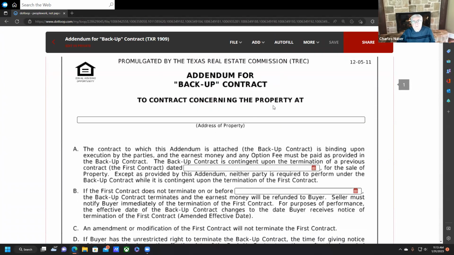All right, addendum for backup contract. I think we're going to start seeing a lot more backup contracts. It's a fairly common addendum that's used in our office. And the reason for that is we're still in a lack of inventory market. Even though the market has slowed tremendously, we're not seeing as many showings. We're seeing properties on the market for 120, 140 days.